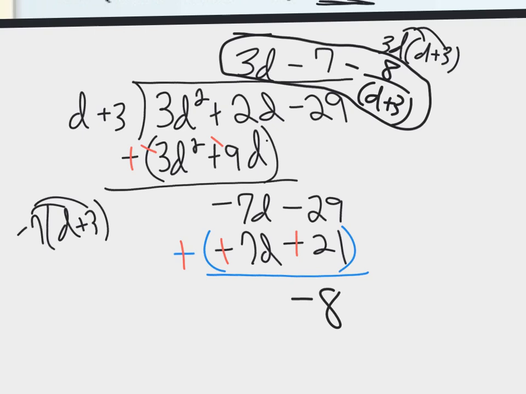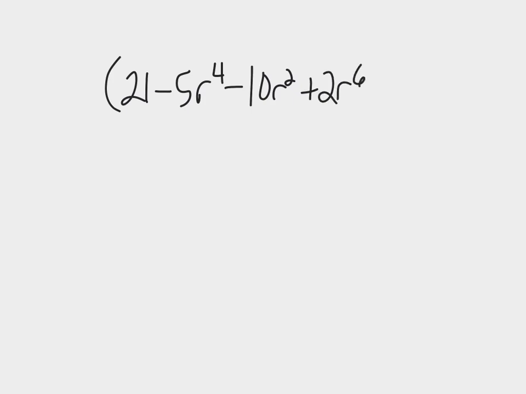So most of the problems they're giving you are pretty nice here. Remember, there may be some problems they could give you that are not quite as nice. And so I found one of those actually in your book. I did not make this up. 21 minus 5r to the 4th minus 10r squared plus 2r to the 6th divided by r squared minus 3.